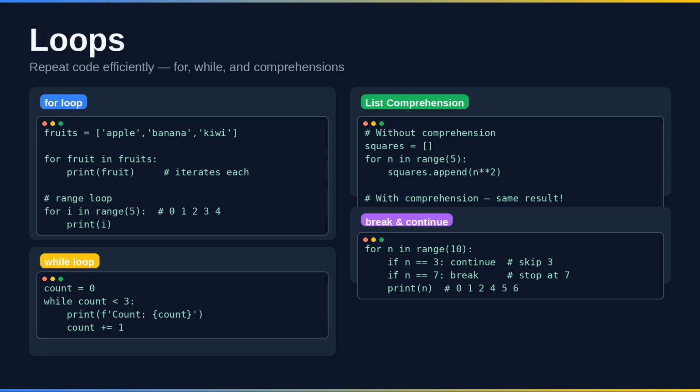Loops let you repeat actions. The for loop iterates over a sequence: a list, a range of numbers, even a string character by character. The while loop keeps running as long as a condition is true. Pro tip: the range function is your best friend with for loops. Range of 5 gives you 0, 1, 2, 3, 4. And don't forget break to exit a loop early and continue to skip to the next iteration.